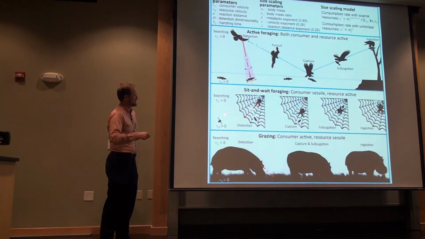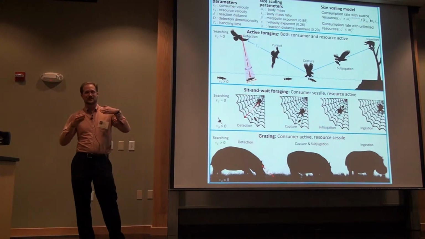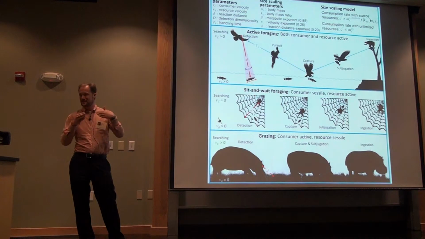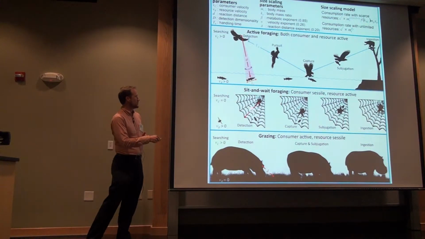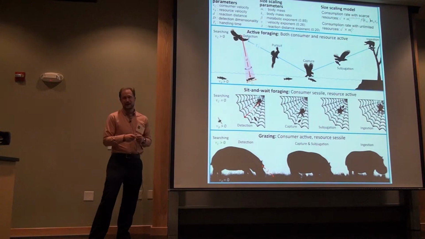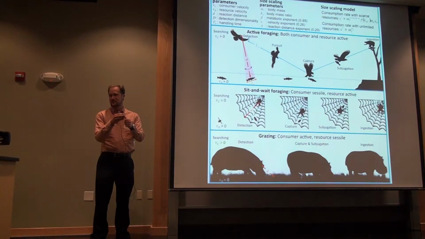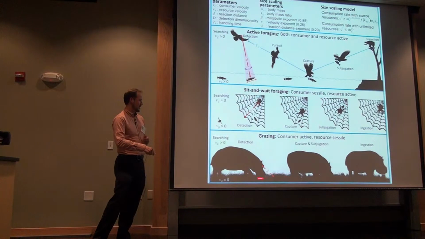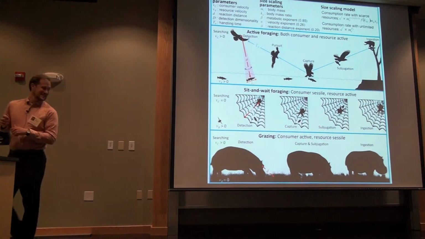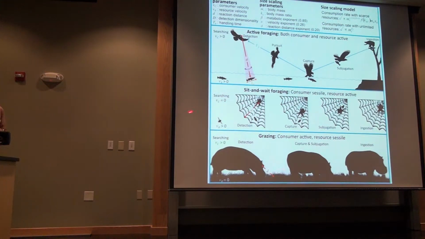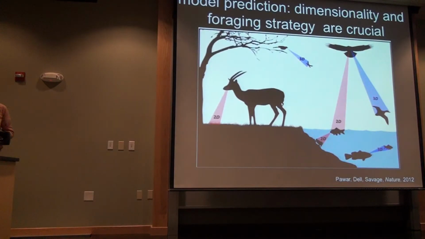Just to think about this a little bit more carefully, there are different types of consumer resource interactions. Active foraging, where both the predator and prey are moving, so both individuals' metabolic rates or activities are important for the interaction. Sit and wait, where primarily what's moving is the prey, so the prey's metabolic rate is driving that interaction more. And then grazing, where the prey, if it's grass, is still, and the predator, in this case a rhino or hippo, is moving around. It's primarily driven by the metabolic rate of the hippo.